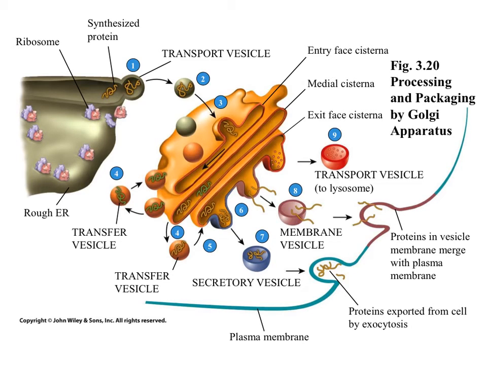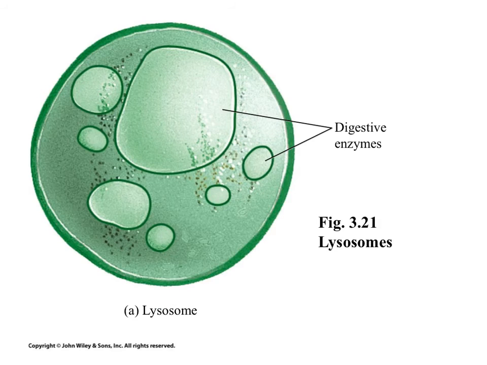Okay, this picture kind of shows you how this is happening. We start over here in the rough ER, that's the green that you're seeing right here. The rough ER makes the protein, sends it over to the Golgi apparatus, which is here in orange. The Golgi apparatus can then do any post-translational modifications, send it through, and then put it in these different vesicles. Some of them will stay in the cell itself, and then some will be transported out of the cell, and that's the different picture that you're seeing there.